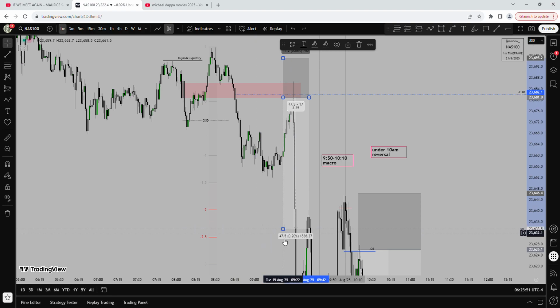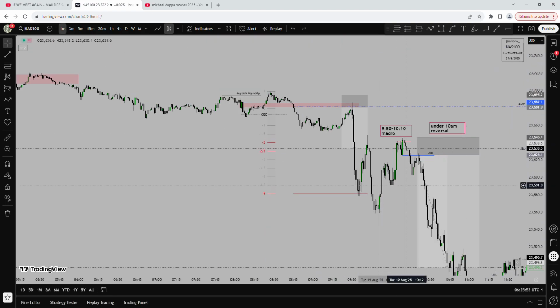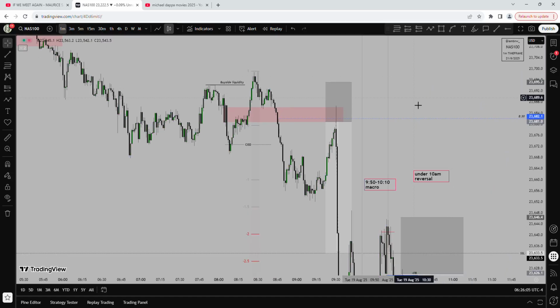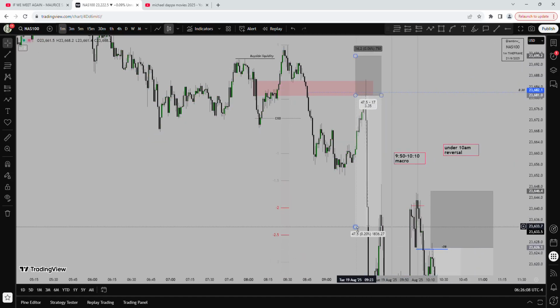That was basically where I targeted. I didn't want to hold, but if I had held, I'd have probably capped at a 1-to-13 risk to reward. That's a really good one, but I just decided to close out here.